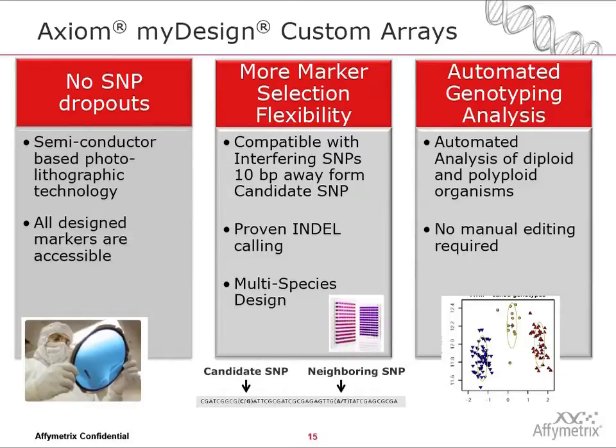We've put a lot of effort into improving the genotyping analysis, and there's a reason for that. We want to make the process as easy as possible, so that whether it's a researcher or a breeder, the answers are available as soon as the data is available from the system. We want to make the answers easy to understand and easy to interpret. So we have put a lot of effort into automated analysis of both diploid and polyploid organisms, something that's not possible today on other technologies. There's absolutely no manual editing required when the analysis is performed, and that gives you the advantage of a hands-free workflow where you can go from your sample to answers in as few as 4 days.